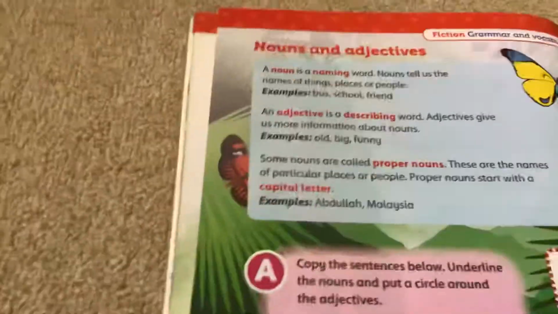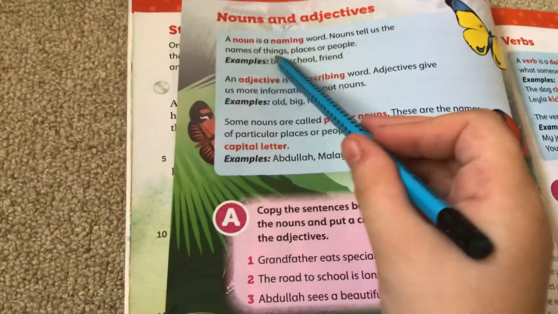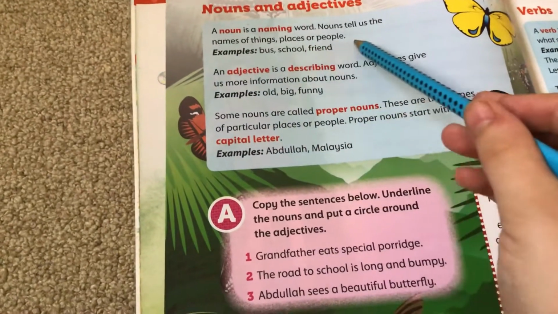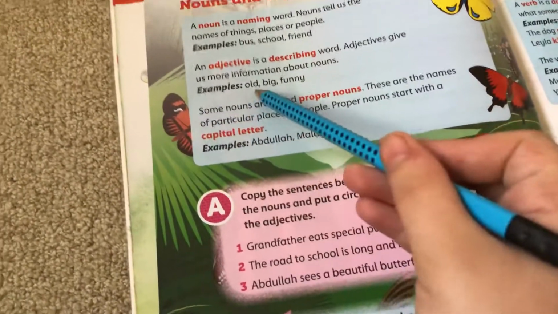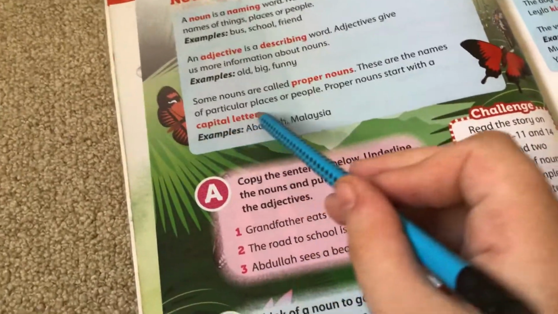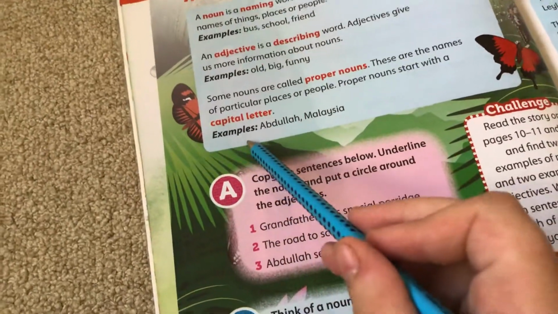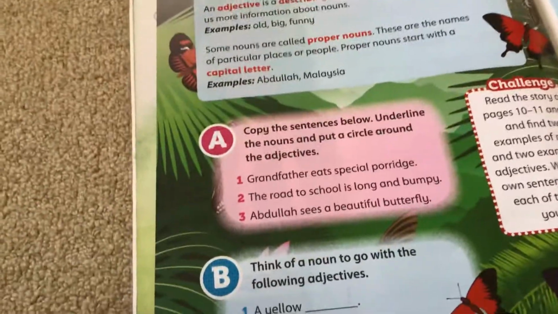But anyway, let's go. Nouns and adjectives. So now you probably know what they are. Just kidding. A noun is a naming word. Nouns tell us the names of things, places, or people. Examples: bus, school, friend. An adjective is a describing word. Adjectives give us more information about nouns. Example: old, big, funny. Some nouns are called proper nouns. These are the names of particular places or people. Proper nouns start with a capital letter. Example: Abdullah, Malaysia. Other ones: Chad, Poland, USA. Greta. Why did you say my name? Come on, Greta.